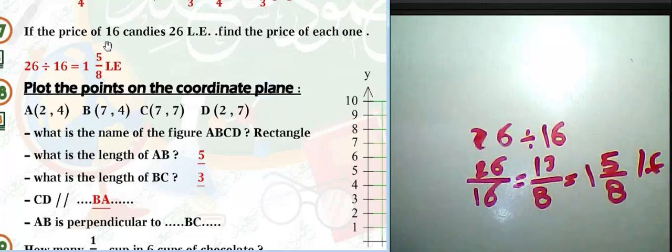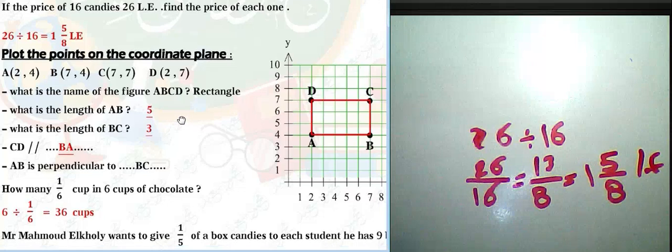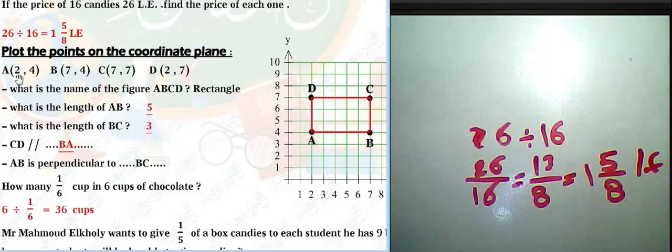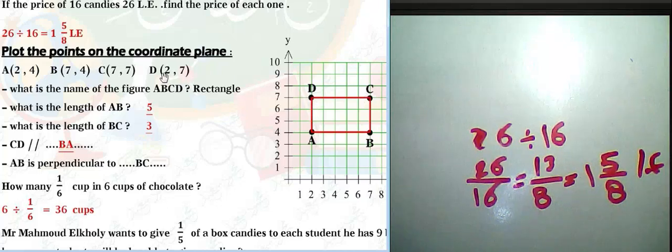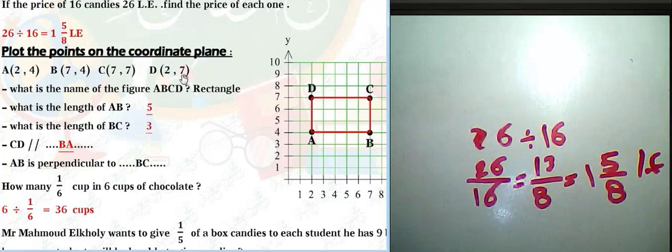Egyptian lira. Okay. Plot points on the coordinate plane. Look here, the coordinate plane. It's very easy for you, my students. Pay attention to the steps. First, we must start from 2 on the x-axis and go 4 steps up to the y coordinate here. 7 and 4 is B, and 7 and 7 is C, and 2 and 7 is D. We call it the first and the second projection. First projection here, 2 and 7.